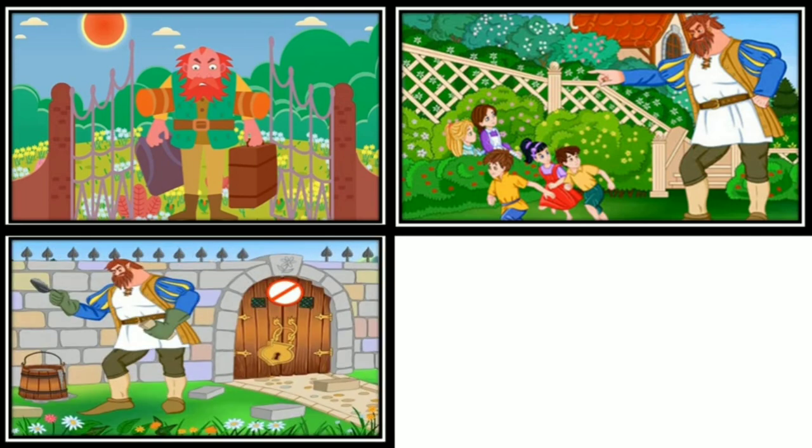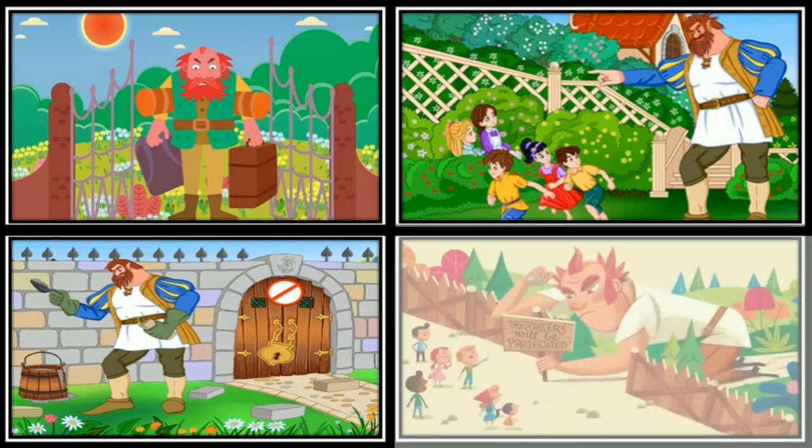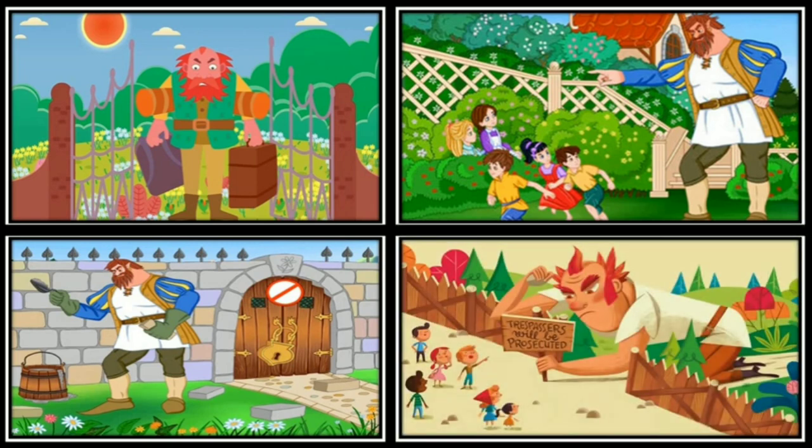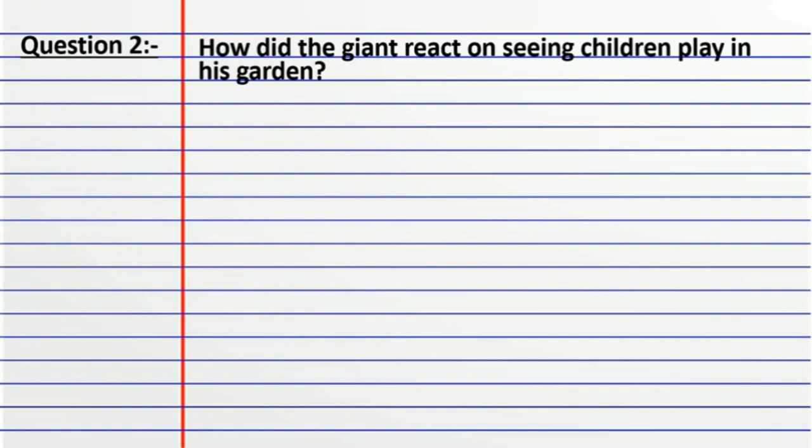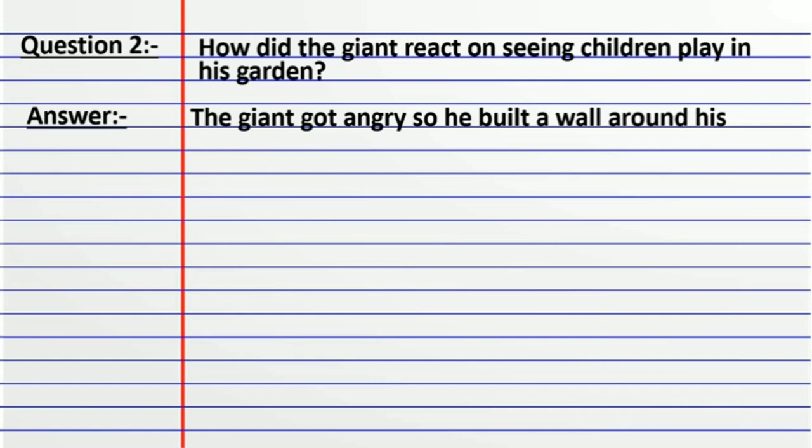And when he saw the children playing in his garden, he got angry. And then he built a wall all around the garden. And then he put up a notice board which said, "Trespassers will be prosecuted." And students, your answer lies in all these 4 pictures. So now let's write down the answer to the question. The giant got angry, so he built a wall around his garden. He also put up a notice board. So write it down.